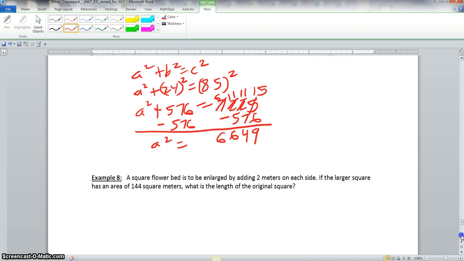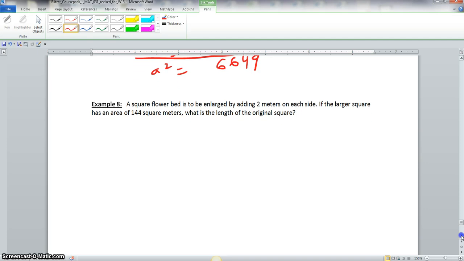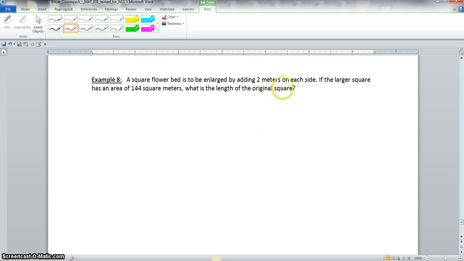Now we go down here to example 8. It says a square flower bed is to be enlarged by adding 2 meters on each side. If the larger square has an area of 144 square meters, what is the length of the original square?